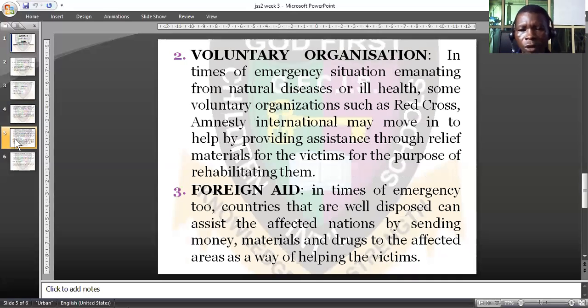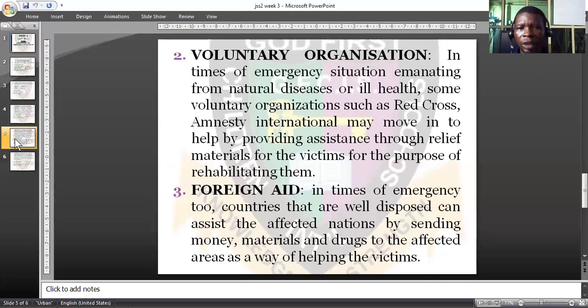The second one, ways of responding during the emergency situation: voluntary organization. We have various voluntary organizations like Red Cross and some other voluntary organizations owned by the United Nations and some other international and local organizations. They can be of help during the emergency situation.